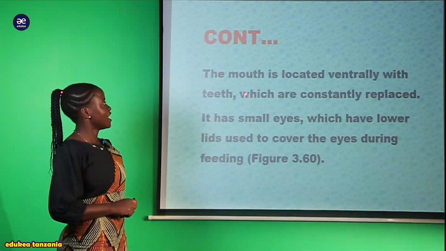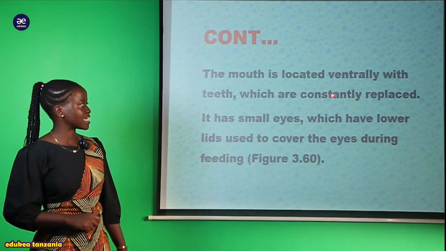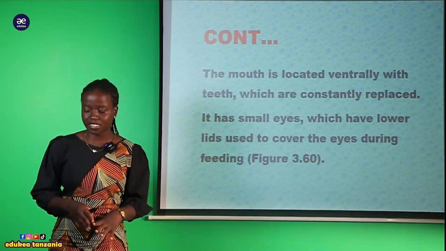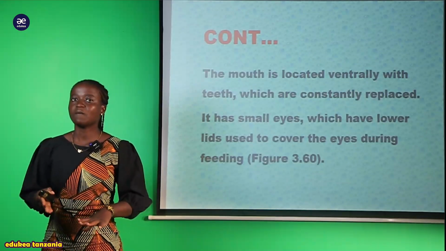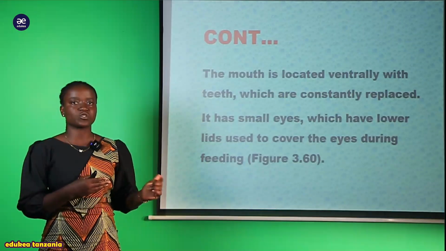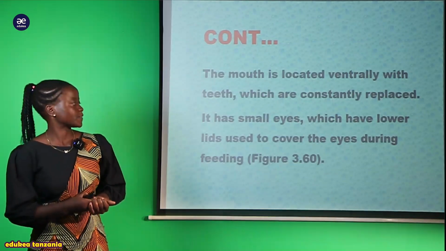But the mouth is located ventrally with teeth, which are constantly replaced. So hawa organism pia, their mouth part is located on the ventral region. So they have a ventral mouth part. We're going to see in the next slide the structure of this organism, so you will see what the ventral mouth part is.